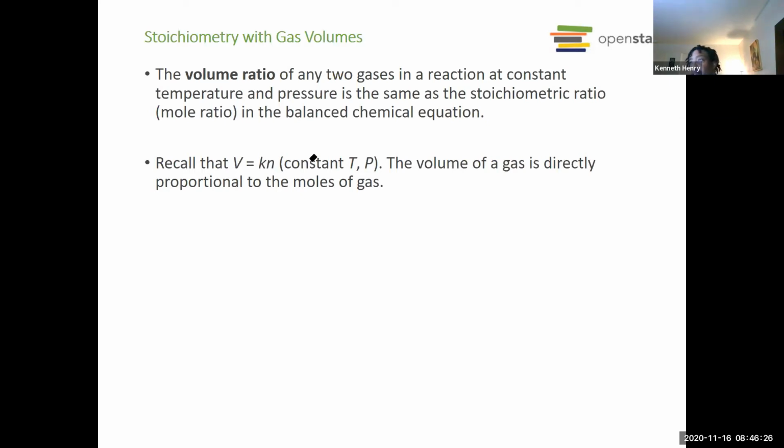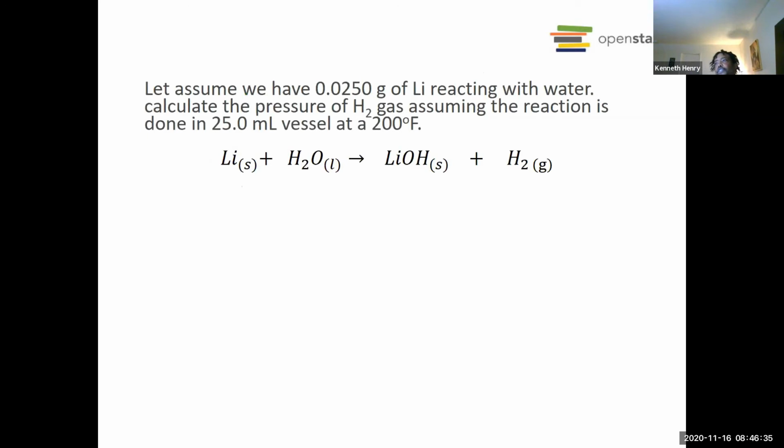So here's the question. Let's assume we have 0.025 grams of lithium reacting with water. Calculate the pressure of H2 gas, assuming the reaction is done in a 25.0 milliliter vessel at 200 degrees Fahrenheit. What am I going to do?